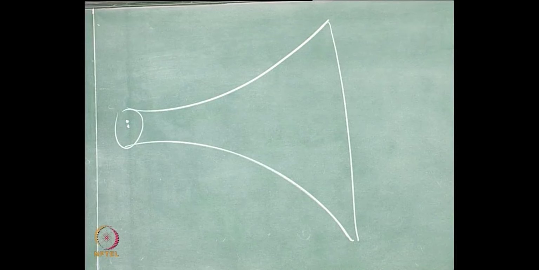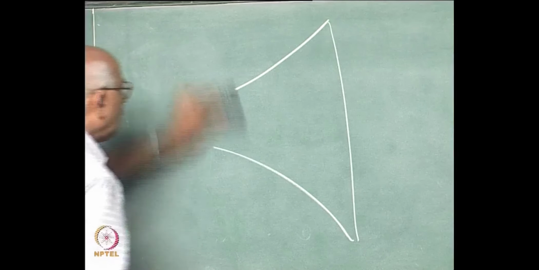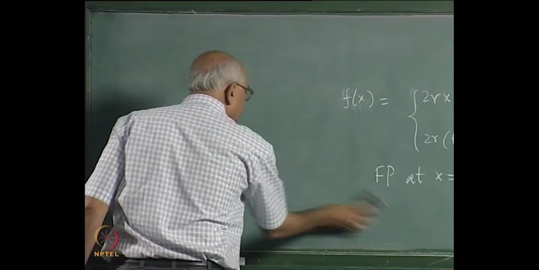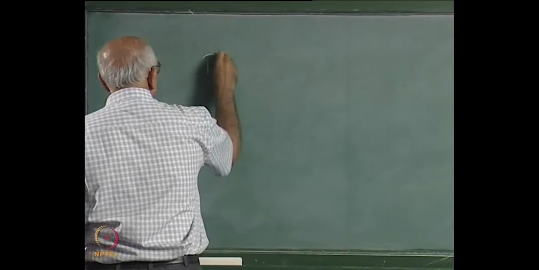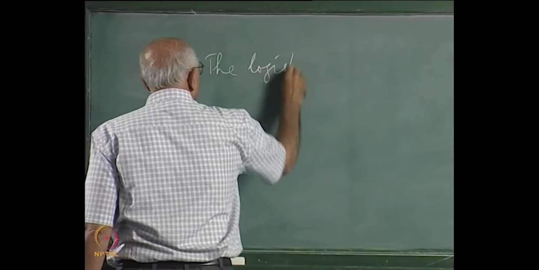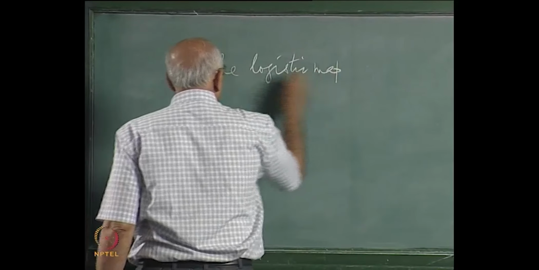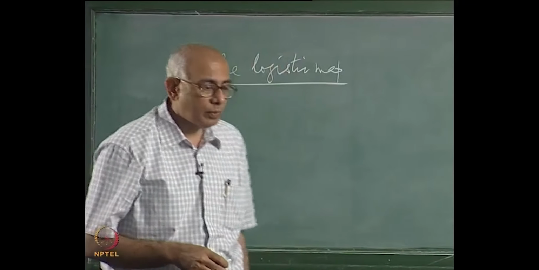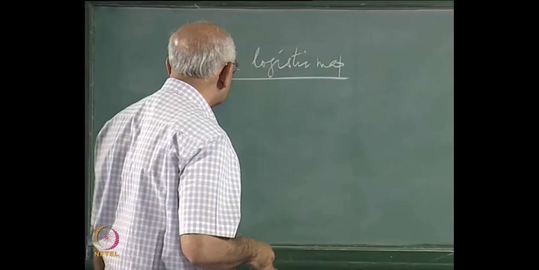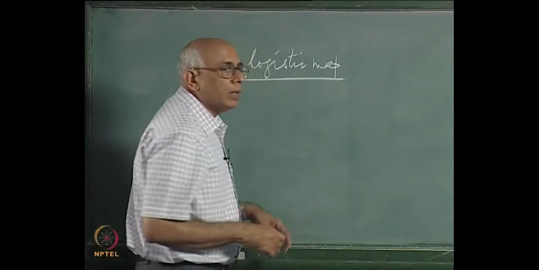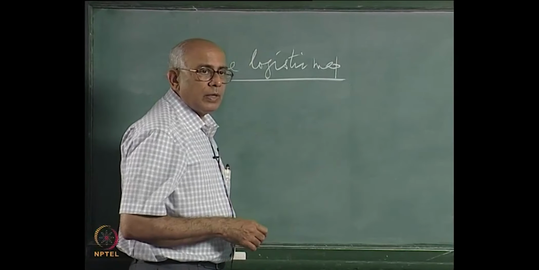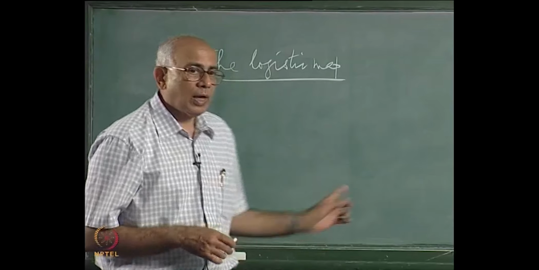Okay. So now the next thing I want to do is take another prototypical map where things become a little more complicated, and this has to do with the logistic map. This was one of the first maps, in fact perhaps the first map where many of these features were elucidated. It is a very simple looking map, but at the same time it can become very intricate indeed. Let me show you what happens here.